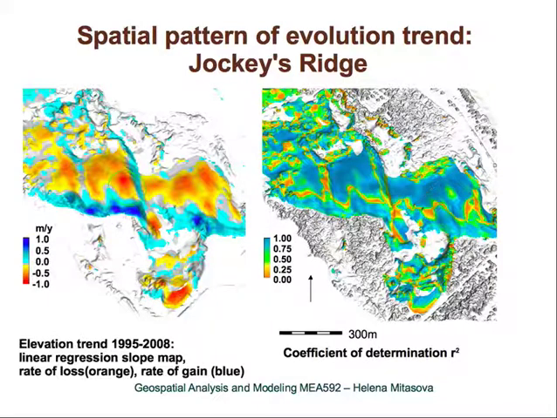And again, it is important to also have the coefficient of determination that shows us the transition area where the dune transitions from elevation gain to elevation loss. And there are many other parameters that you can extract by this raster-based analysis of time series of elevation data.